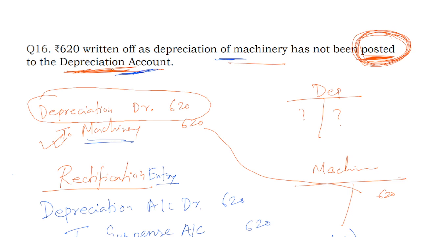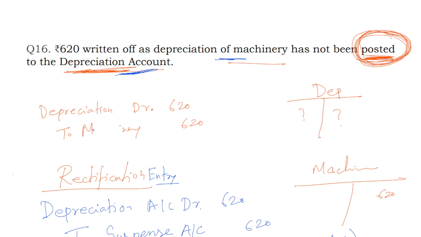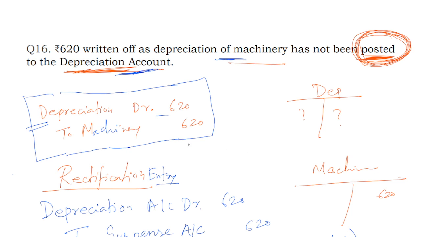See, in this question, generally what entry do we pass in case of depreciation? The simple journal entry for depreciation is like this: depreciation debit to machinery account. Depreciation is an expense, so it is debited. And the value is reduced from the asset, so machinery is credited.